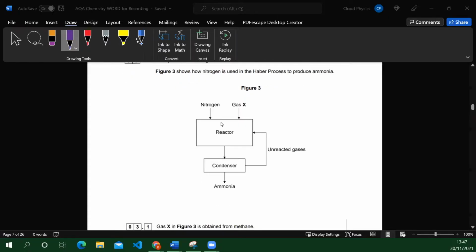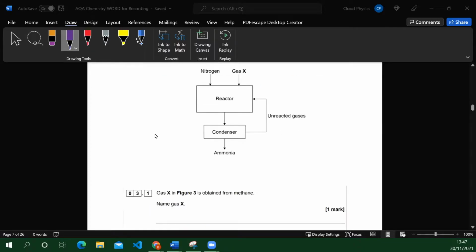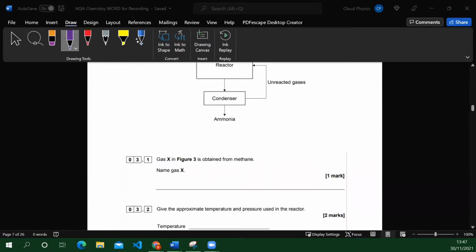We've got figure 3, nitrogen, unknown gas. I think you probably know what it is if you've seen the Haber process. Reactor, condenser, unreacted has to go back, and we get ammonia out. Okay, so remember ammonia is important to make fertilizers. That's what we're generally making here. So we're actually using it for a purpose.